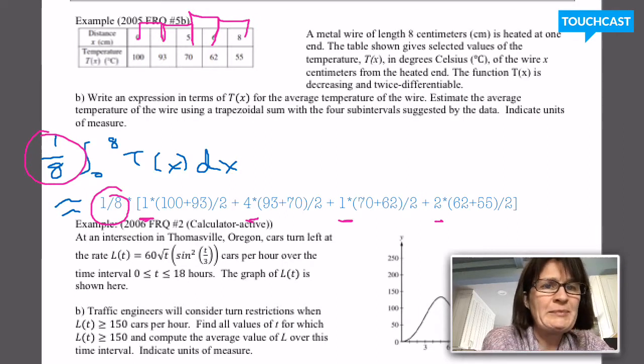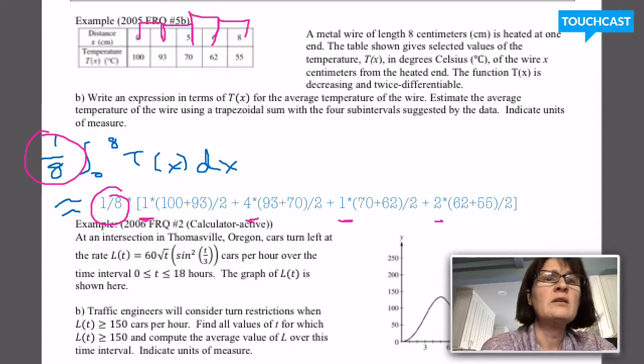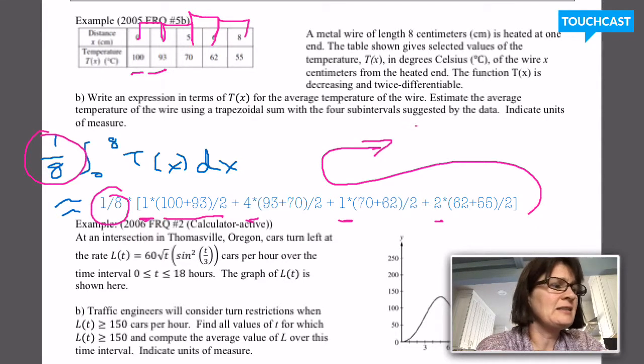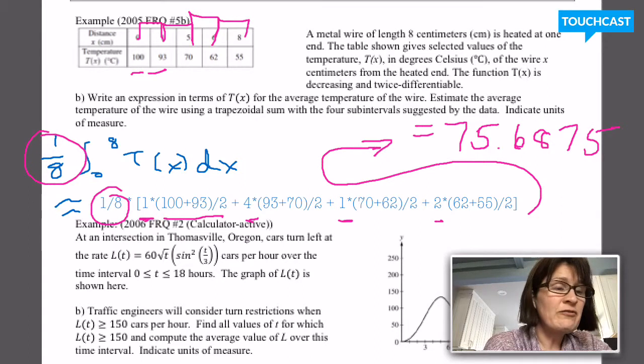And multiplied by each of those widths is the average of the 2 heights. So I have a trapezoid that has width, and it's got 1 height and a second height, and I find the average of those 2. So here, the first 2 heights are 193. So this is me finding the average of 193. So I get that this is equal to 75.6875.